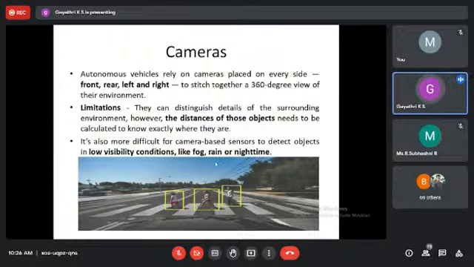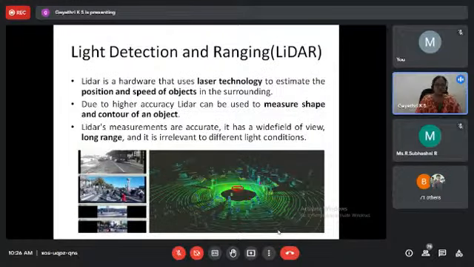But in low visibility conditions, during the rainy season, or at night, the information that the cameras capture might not be useful to decide whether I have to apply the brake or move forward. I'm not able to decide because the information that the cameras provide is not sufficient. Because of this drawback, the next type of sensor came into play, which is called lidar.